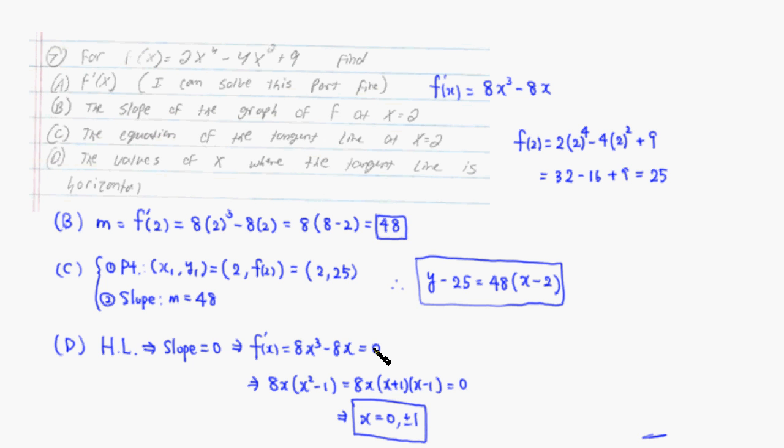Those are the values at which the tangent line is horizontal. That's it. I hope that this was clear.